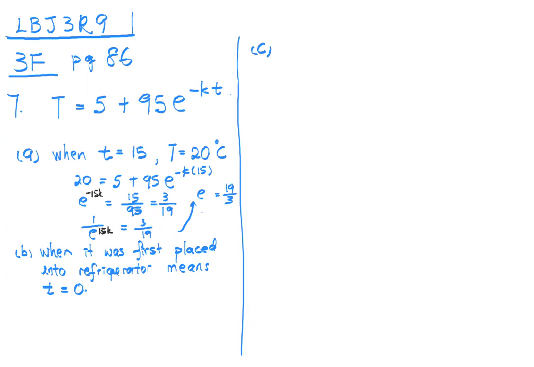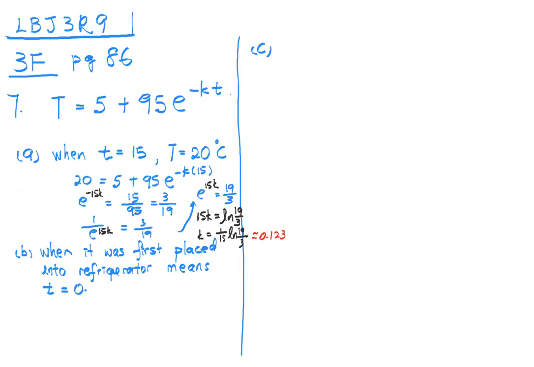So my 15K will be equal to ln 19 over 3. Am I right? So K will be equal to 1 over 15 ln 19 over 3. So you can use your graphic calculator or scientific calculator and count what is the approximate value of this. Can someone give me the approximate value for this? 0.123, right? Okay, got it? So that is how you use the information.